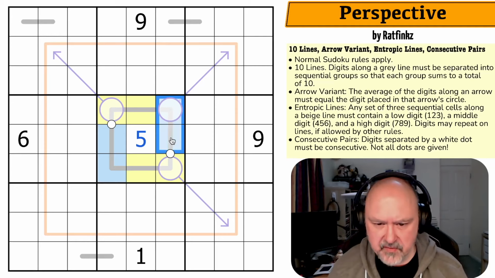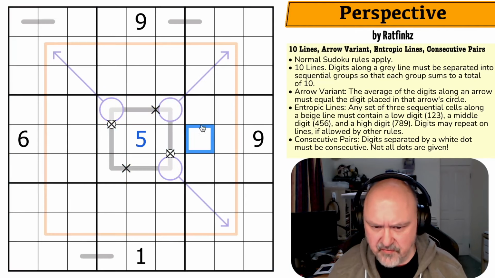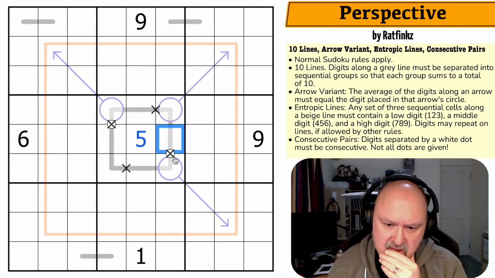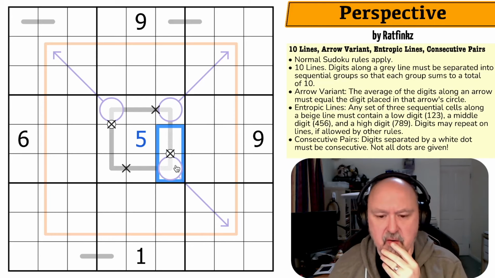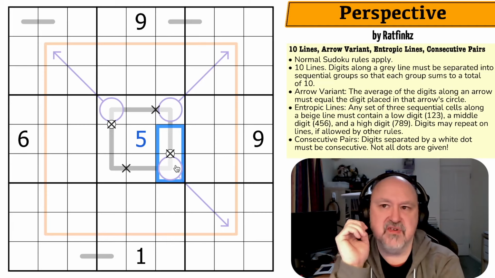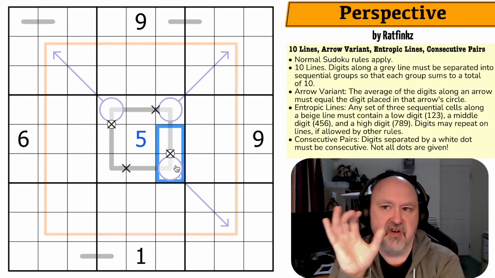I'm actually going to change from coloring these. What I'm going to do is put X's. That's not ideal because I'm putting X's over the dots, but I want coloring for a different purpose. Because these are either both high or both low. Because a 10 sum, these are both the same high-low, above 5 or below 5. Because a 10 sum, you must use a high and a low digit. I can't use two high digits.